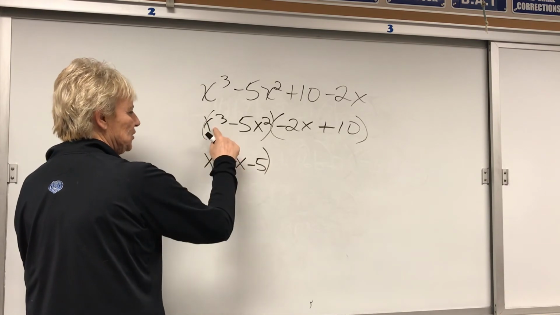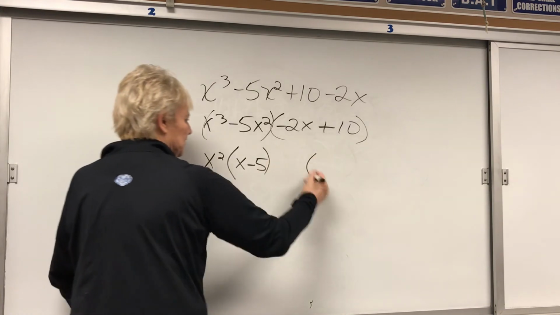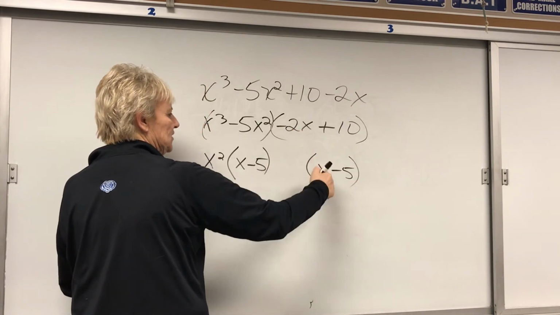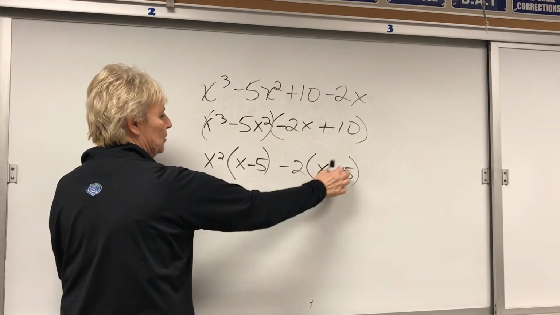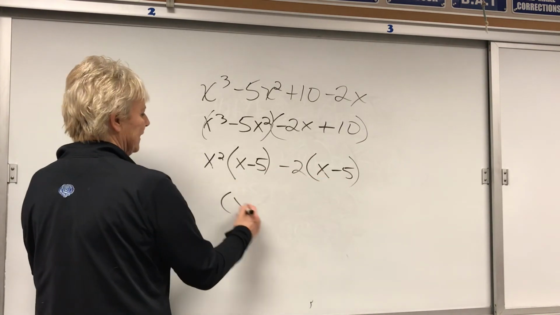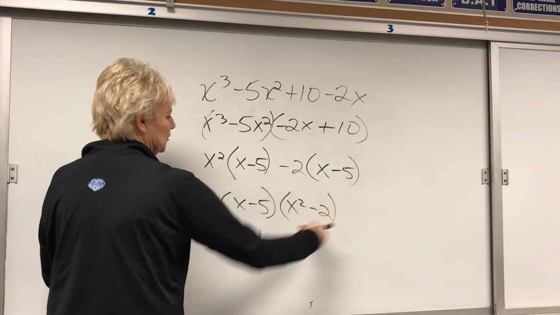This times this is x cubed. This times this is negative x squared. Write the same thing again. How does this become this? Multiplying by negative 2. You only have to check the first term. The other term's going to work because of the way we're doing it. So, final answer, x minus 5, x squared minus 2.